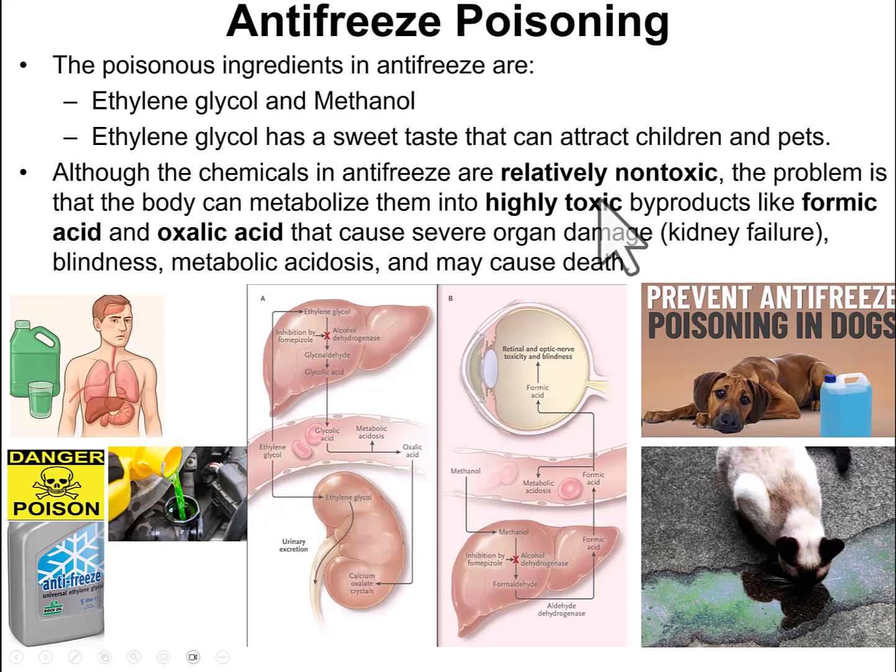So we look at antifreeze poisoning. The main ingredients in antifreeze that are poisonous are ethylene glycol and methanol. And ethylene glycol has a sweet taste that can attract children and pets to drink it. When they drink it, the ethylene glycol and methanol are actually relatively non-toxic, but they are listed as being the poisonous ingredients. Why? Because the problem is that the body can metabolize them into highly toxic byproducts like formic acid and oxalic acid. These substances can cause severe organ damage, including kidney failure, blindness, metabolic acidosis, and may cause death.